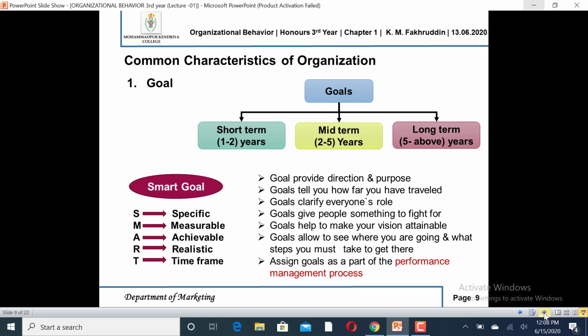Goals provide direction and purpose. Goals tell you how far you have traveled. Goals clarify everyone's role. Goals give people something to fight for. Goals help to make your vision attainable. Goals allow you to see where you are going and what steps you must take to get there. Assign goals as a part of the performance management process.